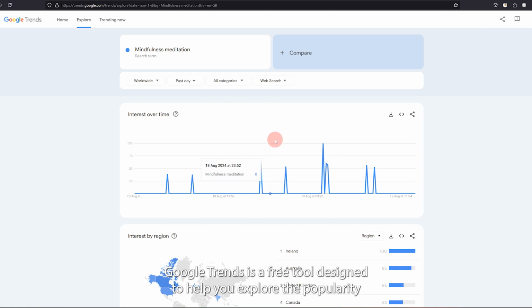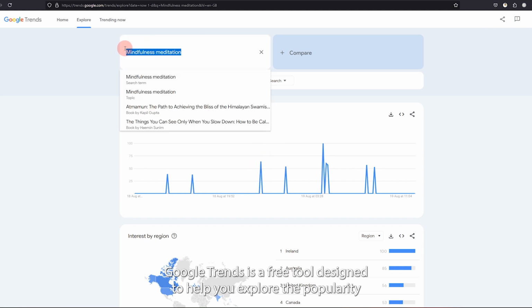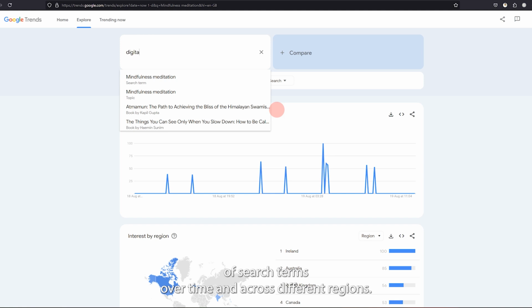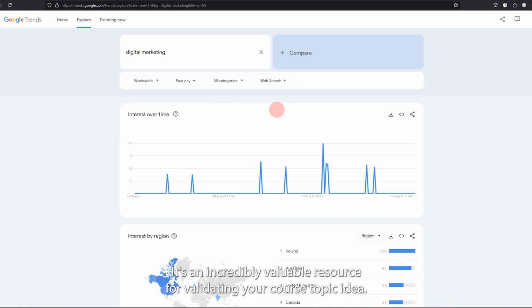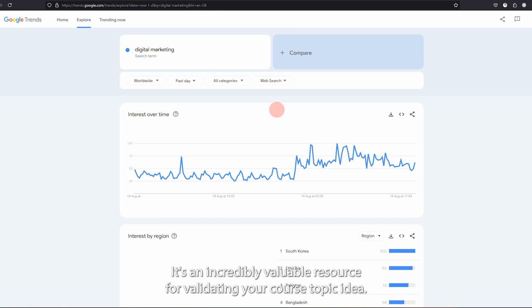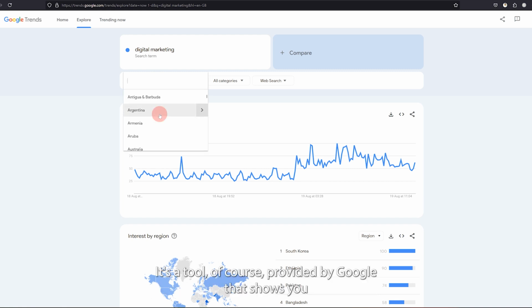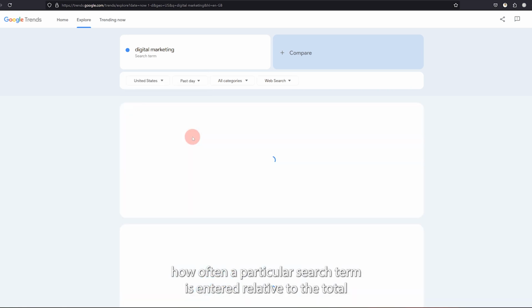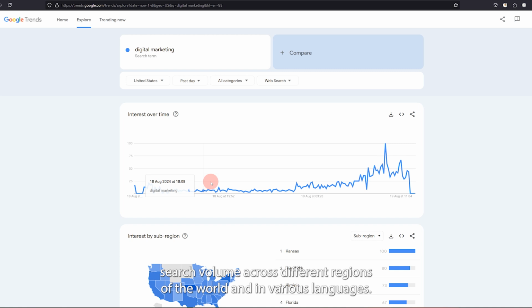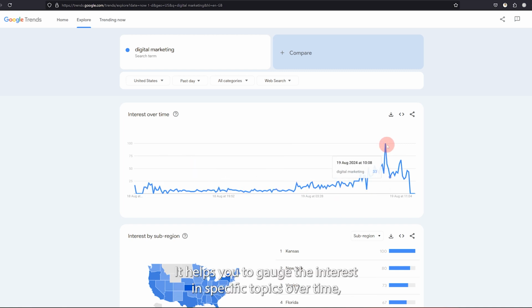research. Google Trends is a free tool designed to help you explore the popularity of search terms over time and across different regions. It's an incredibly valuable resource for validating your course topic idea, or it can be, by understanding how interested people are in that term. So what is it? What is Google Trends? It's a tool, of course, provided by Google that shows you how often a particular search term is entered relative to the total search volume across different regions of the world and in various languages.